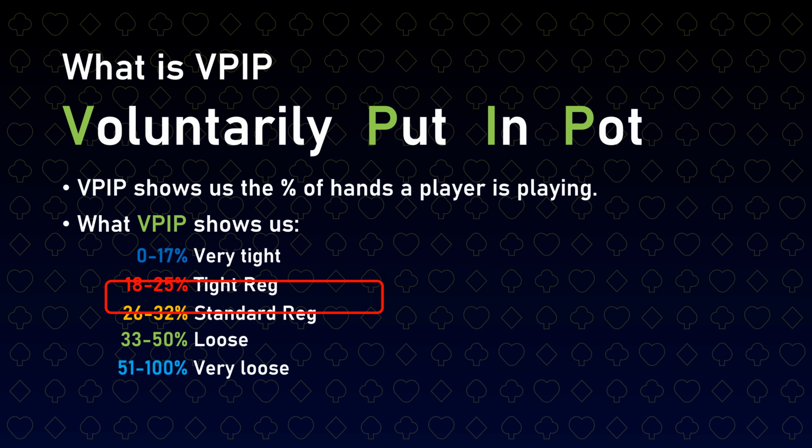Then progress into the standard reg range as we improve. This will help us in pots where we hit solid pairs, but don't have to worry about being outkicked against opponents. We won't be playing too tight that we become easily exploitable as well.